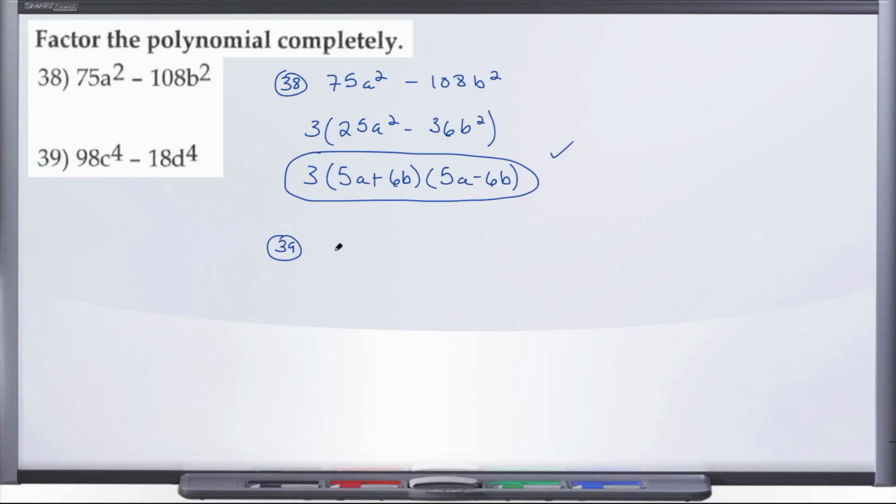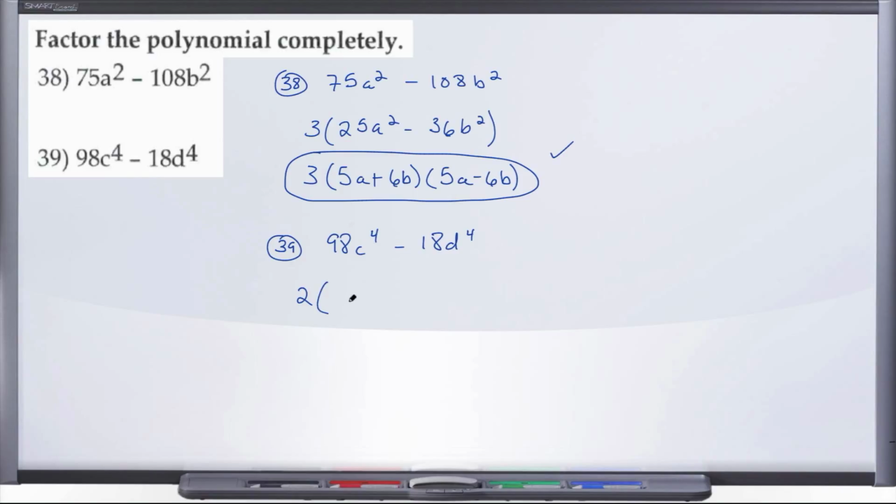39, let's take a look at, and we have 98c to the 4th minus 18d to the 4th. All right, question 1, is there a GCF? Well, let's see, we know they're both even, so there definitely is a GCF of at least 2, and I think that's going to be the only thing we can pull out. Right? I don't think there's anything higher.